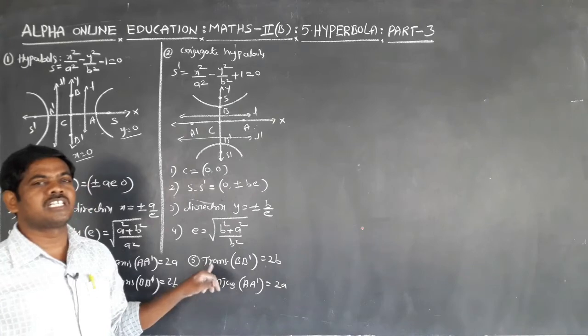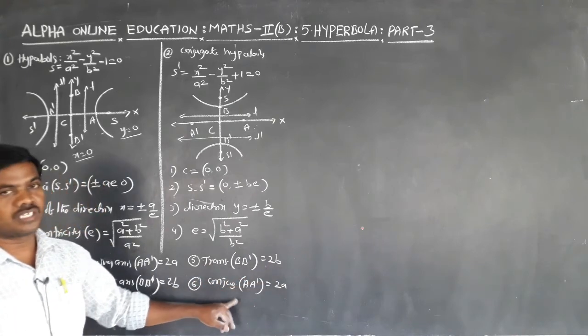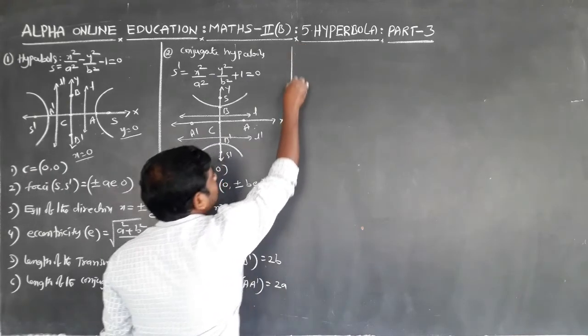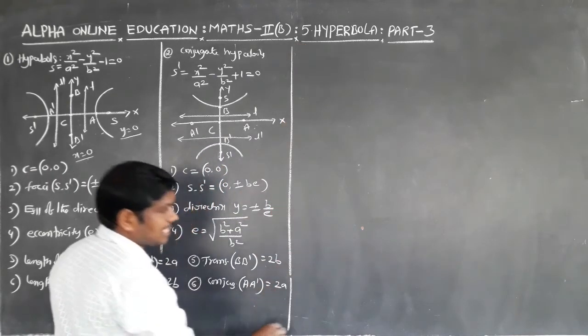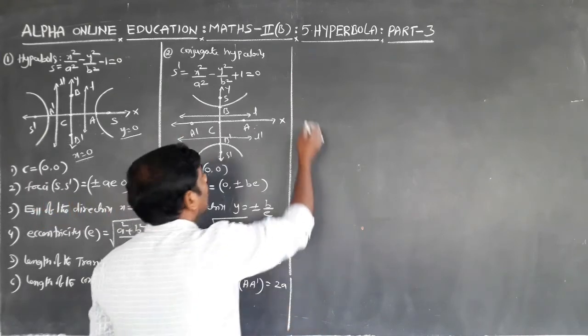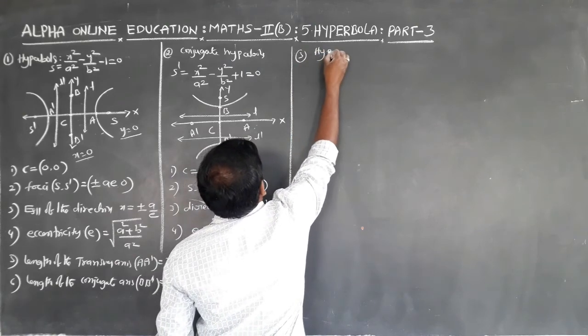Length of the transverse axis b dash is equal to 2b. Length of the conjugate axis a dash is equal to 2a. Next one, origin shifted to h comma k. Hyperbola.